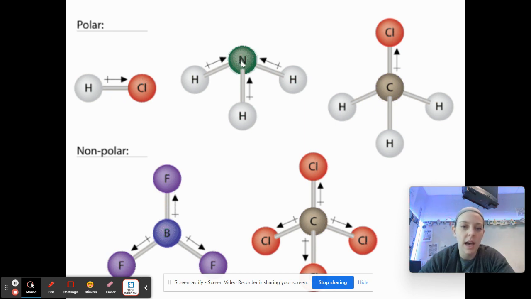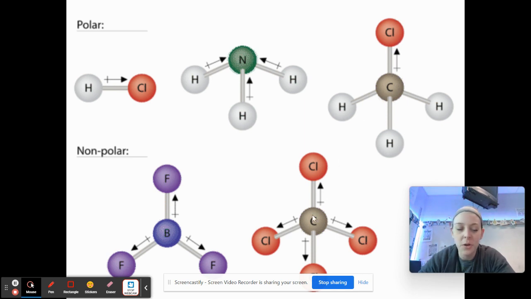Here we have ammonia, that N is more electronegative than the hydrogens. So the electrons want to move towards the nitrogen, and that end of that pyramid becomes a little bit negative. Same thing we see here. That central carbon is bonded to 3 hydrogens, and then there's a chlorine up top. That chlorine disbalances the charges.